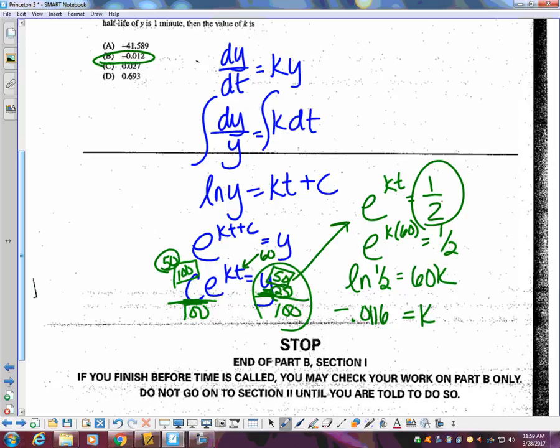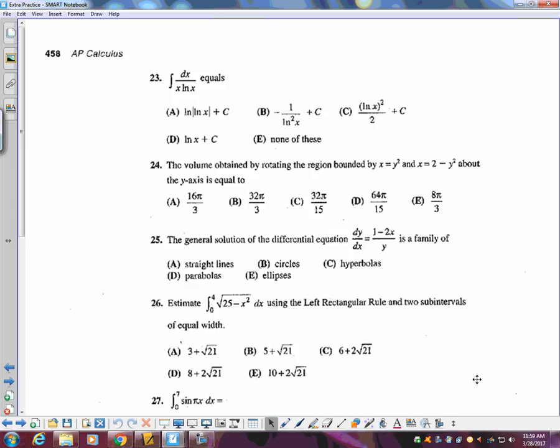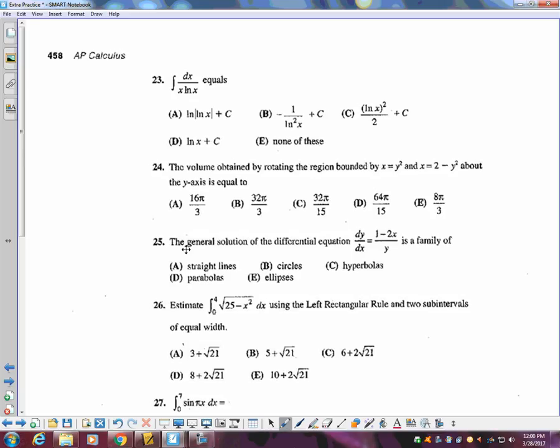Okay, so now we're headed to extra practice number 25. The general solution of the differential equation is a family of straight lines, circles, hyperbolas, parabolas, and ellipses. Okay, well, if it's a straight line, we are y equals mx plus b.